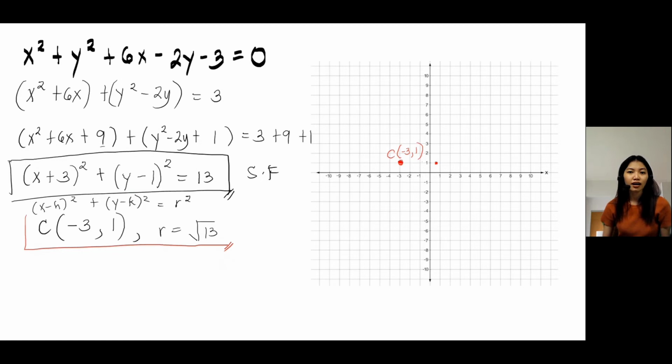Papunta sa kanan, kaliwa, taas, or baba. Okay? Again, from the center, 1, 2, 3.61. Why is it 3.61? Because square root of 13 is equivalent to 3.61. Okay, from the center, 1, 2, 3.61. From the center ulit, 1, 2, 3.61. And just connect. Ayan. So just connect and this will be the graph of our circle.